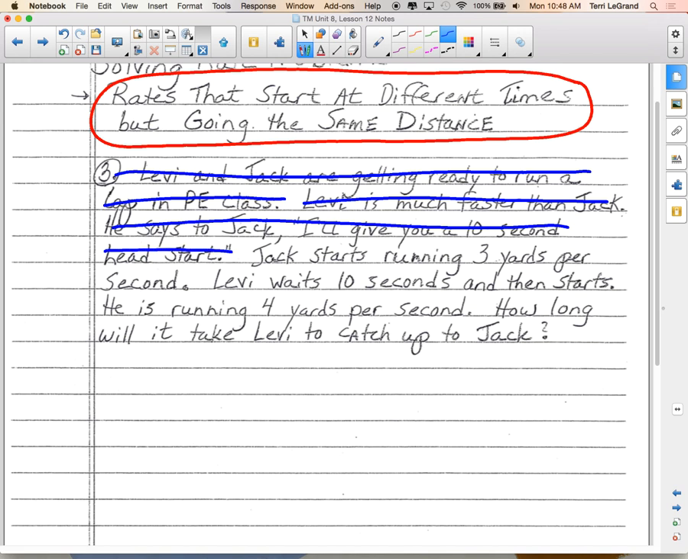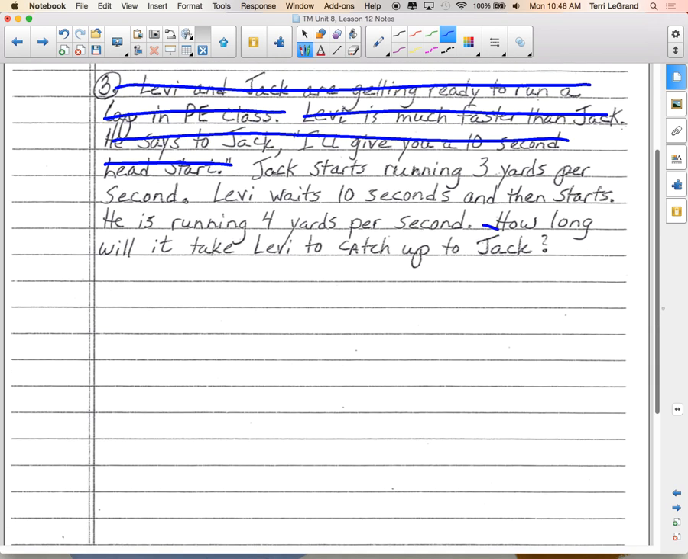Because do they refer to that 10 seconds somewhere else? And is that going to be important? Yeah, it is going to be important, but they refer to it somewhere else, don't they? Okay, so now what? Do we have anything else you want to cross out, or should we start underlining and circling? Let's circle first. How long will it take to catch up?